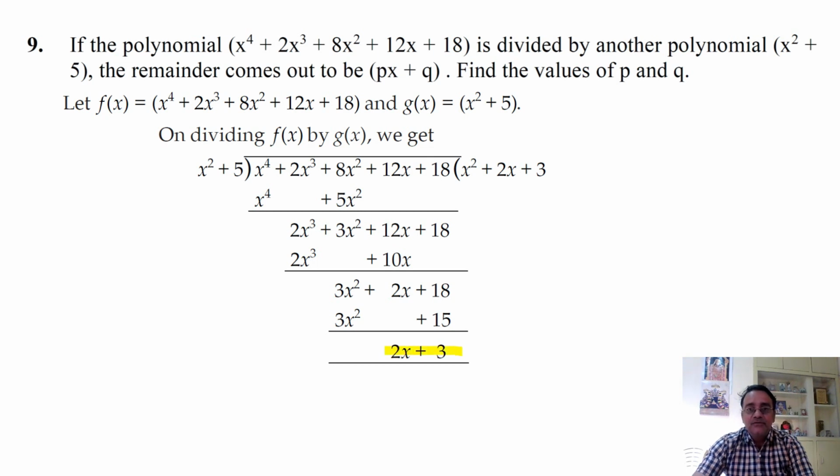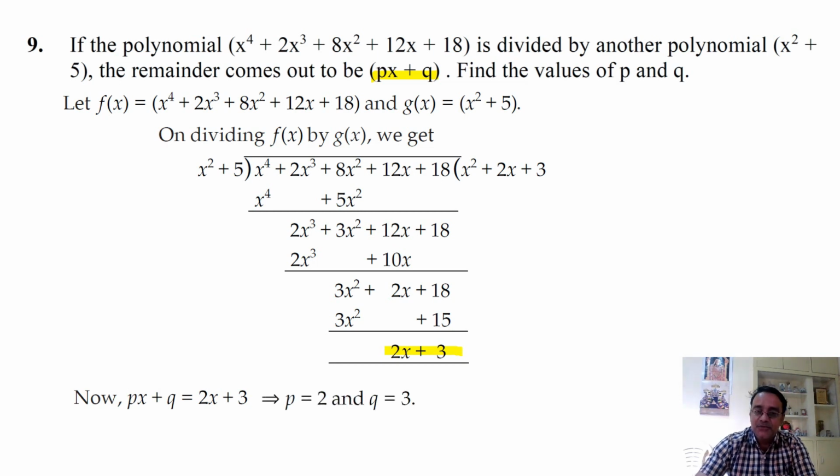So what we will do, we will compare with px plus q. Okay, so in place of p what is there, 2, and in place of q what is there, 3. So we'll get the value of p 2 and q 3.